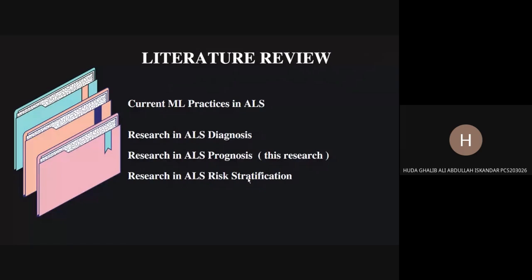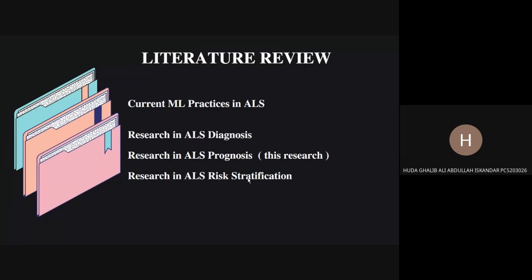For the literature review, according to the literature, issues in ALS that machine learning was trying to solve can be divided into three scopes: the prognosis, which is the main focus of our study, and diagnosis and risk categorization. For prognosis, machine learning models were adapted to predict the progression of ALS, whether it is low, medium, or high prognosis.